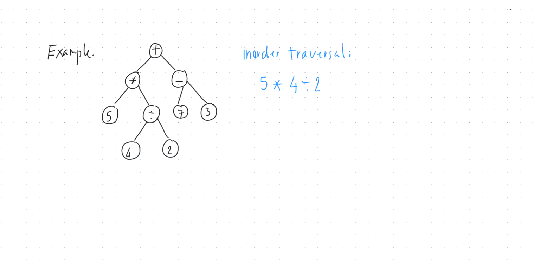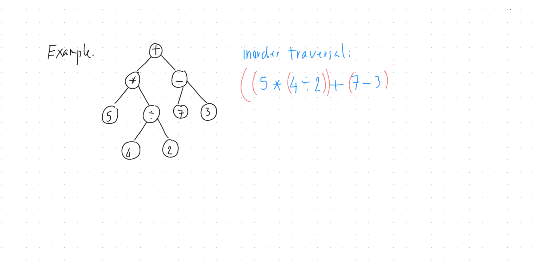So after finishing the left subtree, it's time for the root, so plus, and then we go right. So now we are dealing with this subtree here with subtraction 7 and 3. First we go to the left, so we have 7, and then we have the root minus, and finally 3. Now, if I want to parenthesize this, this is what's going on here. So we have 4 divided by 2, and then 5 times that, 7 minus 3, and finally this entire, right?